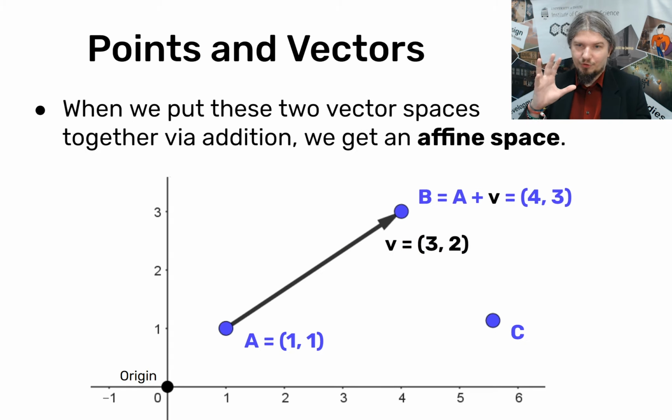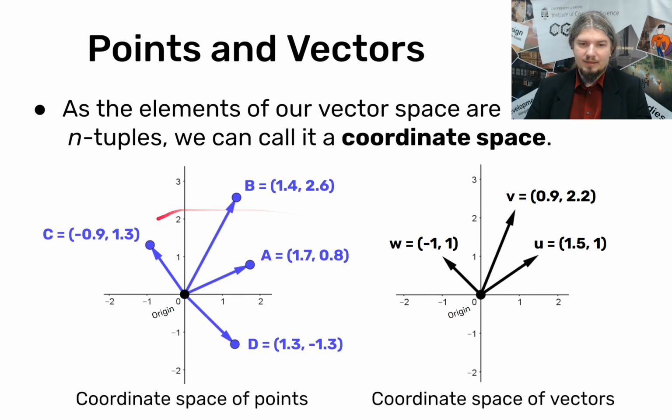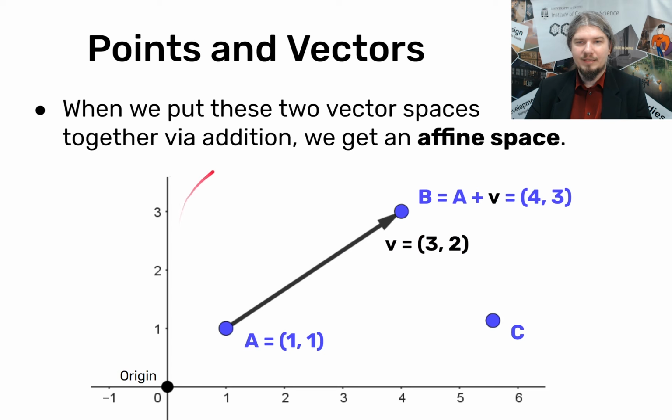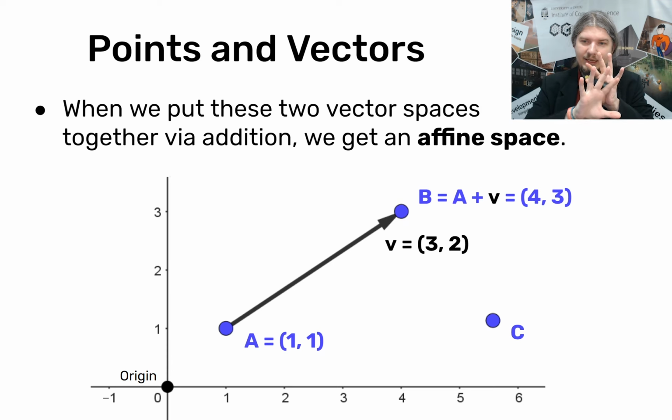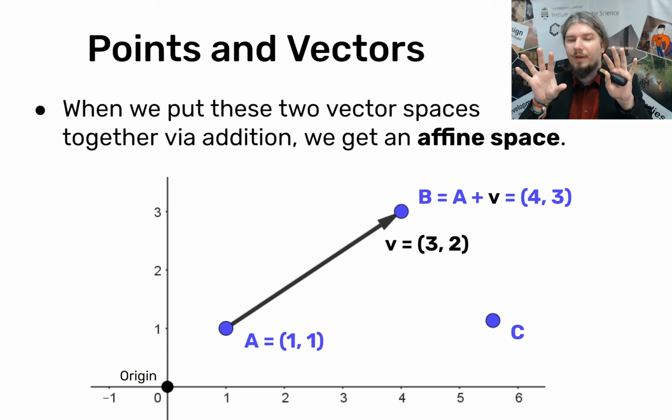Now if we put those two spaces together, so we have on the left this coordinate space of points and the coordinate space of vectors, and now we put them together in this way that we define an addition between a point and a vector. So the example we had before, like point A plus some vector v would give us point B, and then that will give us an affine space. So it's this mathematical construct where we have two vector spaces put together in a way where there's an addition between the elements of the first and the elements of the second vector space.